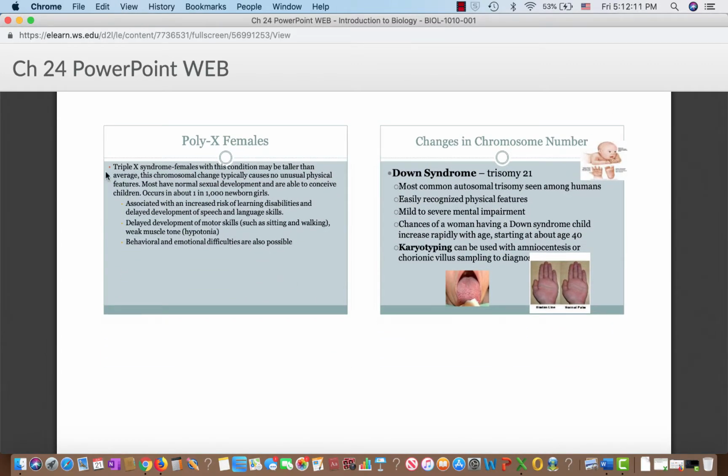Poly X females, so triple X or more, they tend to be taller than average. Other than that, usually no real unusual physical features.